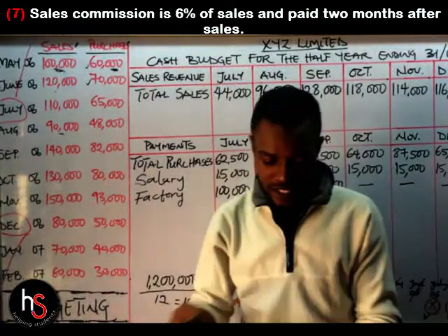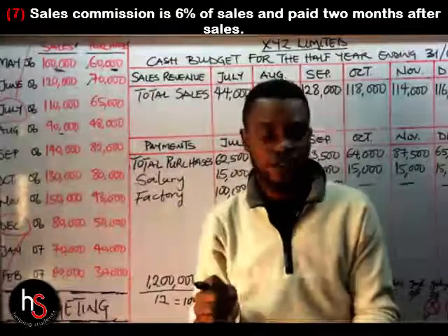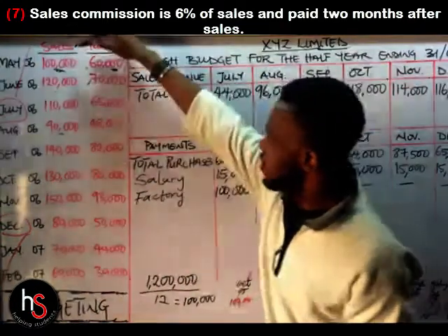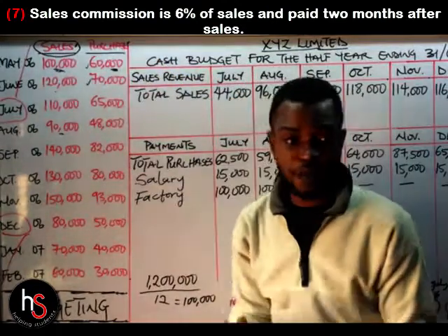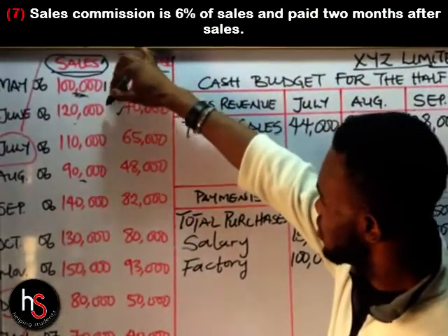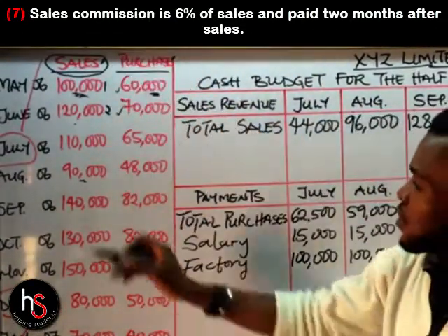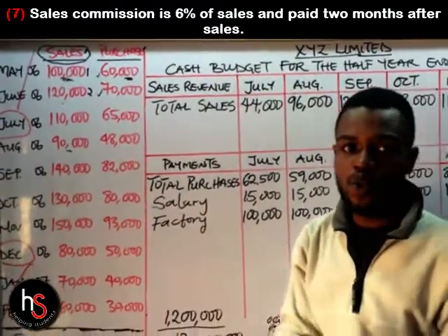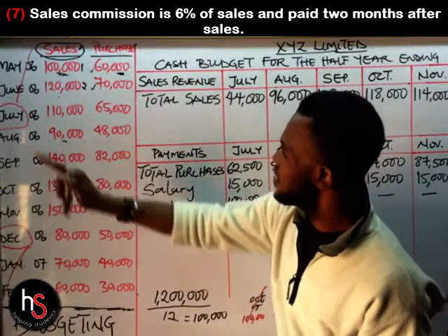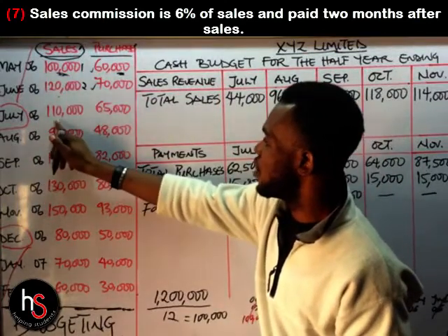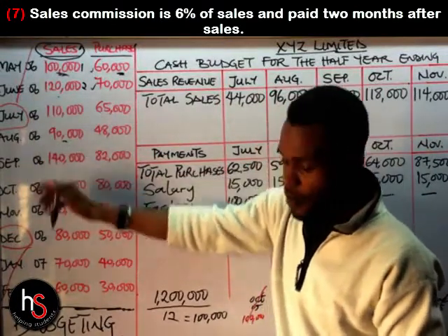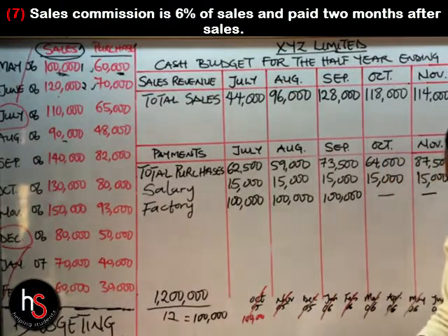Okay? So let's read it one more time. Sales commission is 6% of sales. This is sales now, remember. 6% of sales, and paid 2 months after. 1 month, 2 months after. So from July, just like when we treated the cash collection, we're going to say the 6% of 100,000 will be recorded in July. The 6% of June, 120,000, will be recorded in August. So it goes this way.